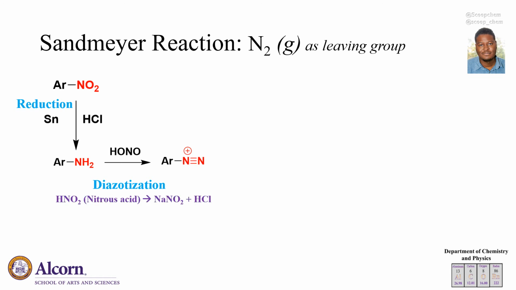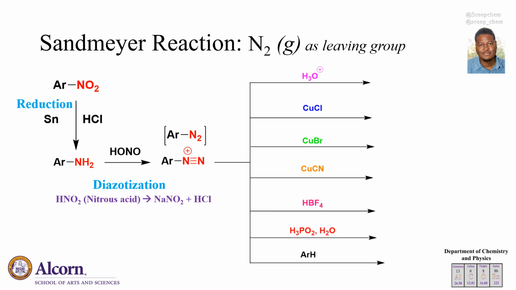So HONO is typically how most people like to draw this. It's easier to see that you're going to form a molecule of water, and N2 is going to be your acting electrophile. But nitrous acid can be written as HNO2, and some people write it as a mixture of sodium nitrite with HCl. Now that I have N2 as my starting substrate, this can be introduced to a lot of different nucleophiles to generate a lot of different aryl products.